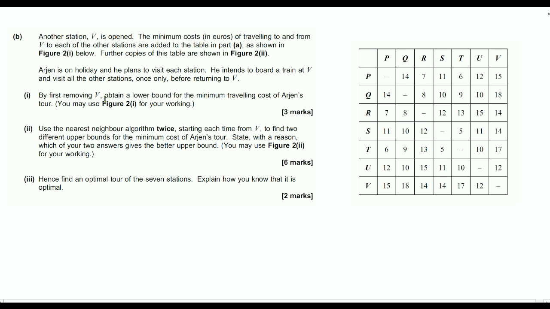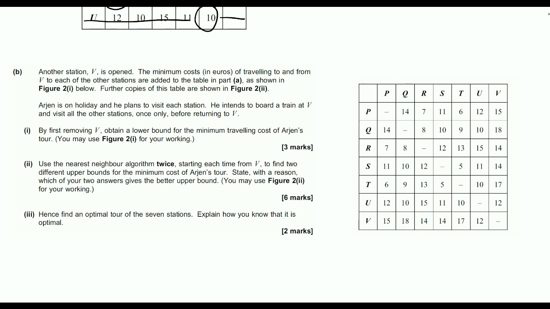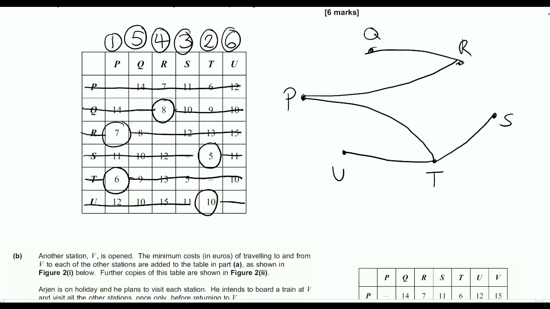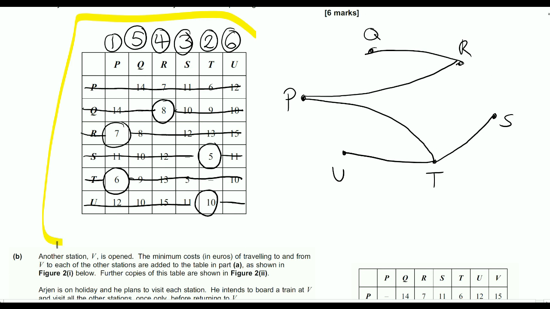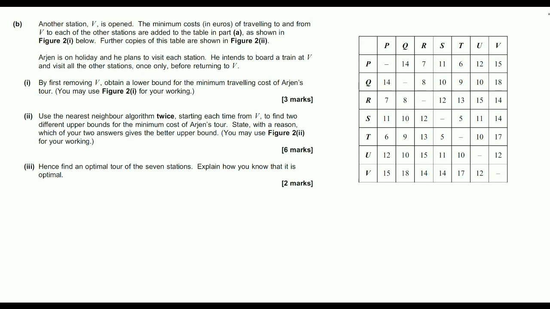So by first removing V, obtain a lower bound for the minimum travelling cost of Arjun's tour. You may use figure 1 for your workings. Now, without V, it's actually what we've just done up here, because this is the same thing but without V. So what the lower bound algorithm says is to remove one of the vertices and find the minimum spanning tree. So using what we've already done in part A, so B part 1, from A, the minimum spanning tree is equal to 36.